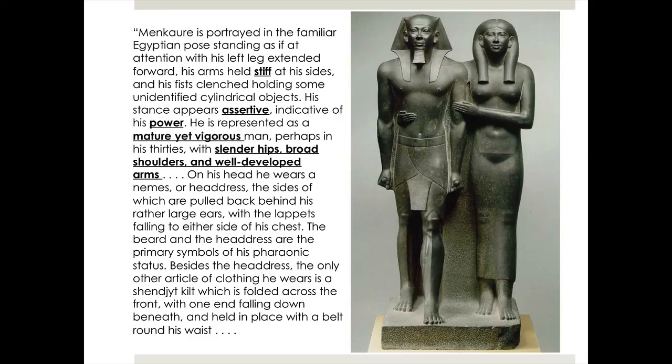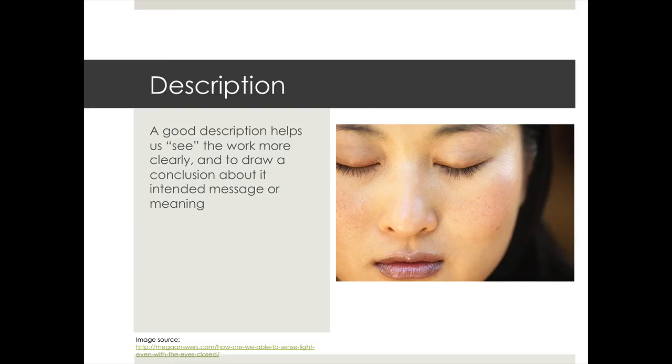Now notice the use of words. He describes his arms as being stiff. He appears assertive. He's mature yet vigorous, slender hips, broad shoulders, and well-developed arms. All of these descriptive details are very carefully chosen to not just describe, but also persuade us to get a feeling for the powerful impression this statue is making on the writer.